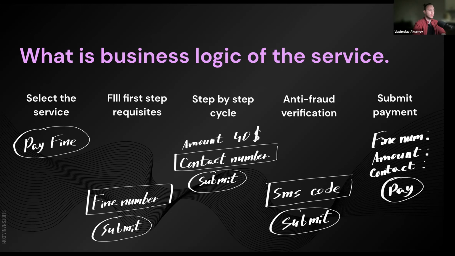The user will get new requisites for each new step. So every payment service can have an unpredictable number of steps. After the user fills in the last requisite step, he needs to pass anti-fraud verification, like entering an SMS code to confirm that the user is the user, and then he gets information about all the requisites that he entered and that the system takes from other backend systems.